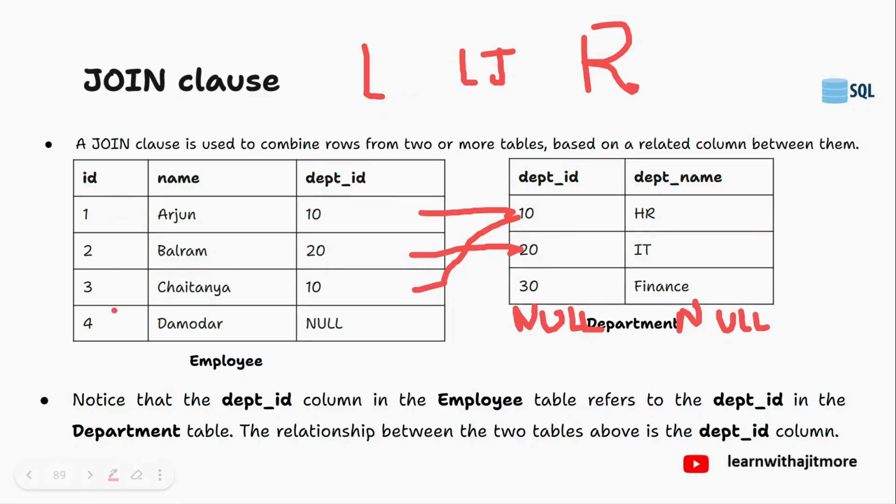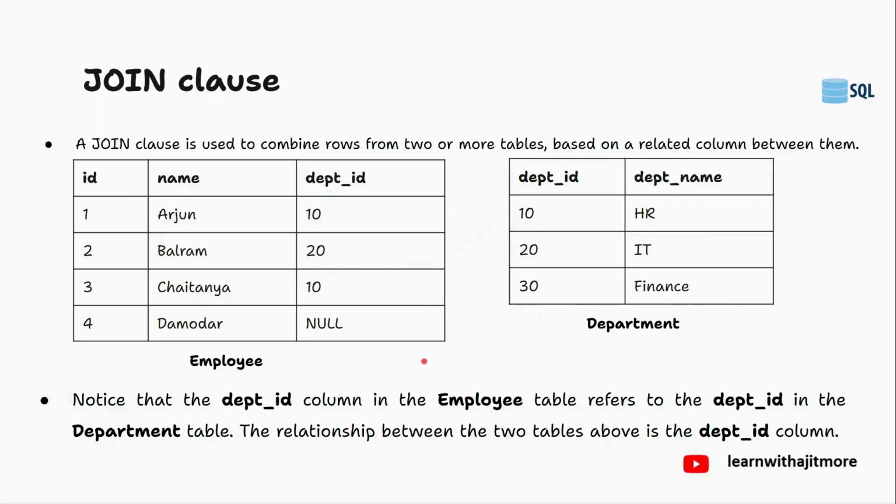All the records of left are sure going to come. From right, which records will come? Those who are having common value. But the record from the left, which is not having corresponding value in the right, there you will get null. Understanding? Clear? And vice versa, the same thing is with right join, left, right join, right table.